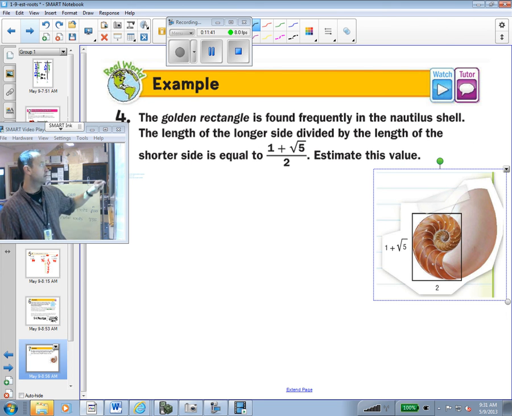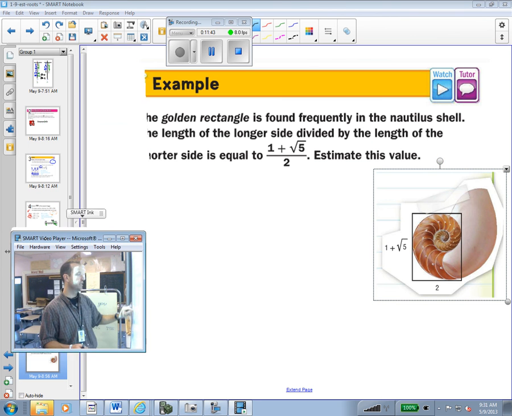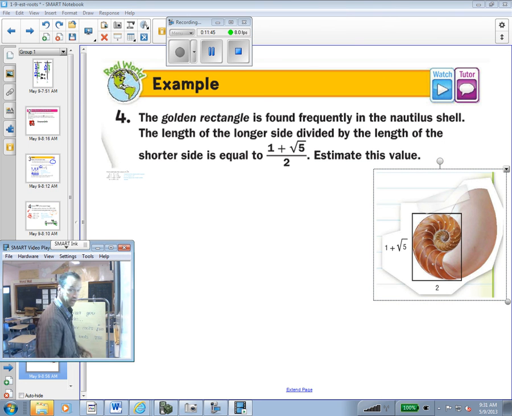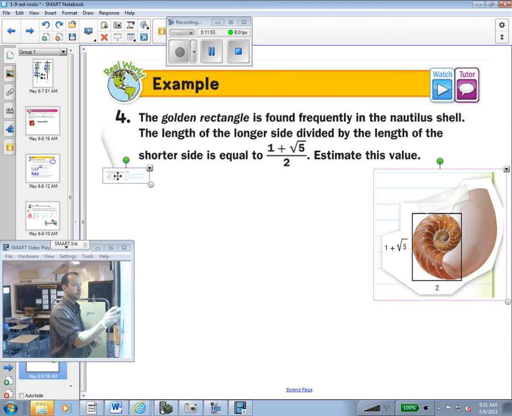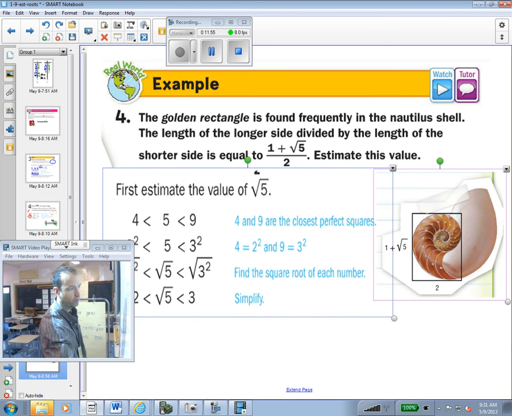Golden ratio here, they talk about it. We've seen that in a clip before when we watched Donald Duck in Mathematics Land. They talked about the golden ratio. They're showing you what the golden ratio is, and they're asking us to estimate the value. Again, they go through this whole process to show you the perfect squares that 5 is in between. So estimating it, it's between 4 and 9. So your answer is going to come out between 2 and 3.